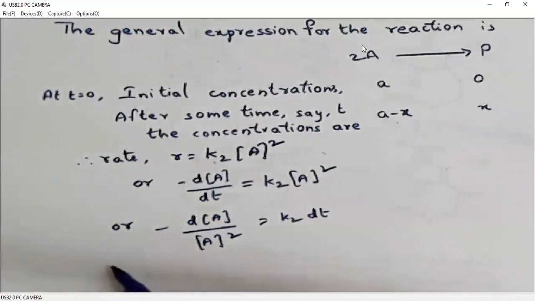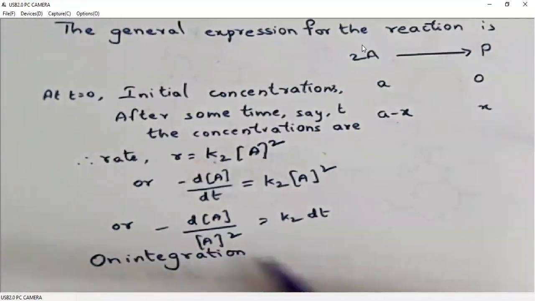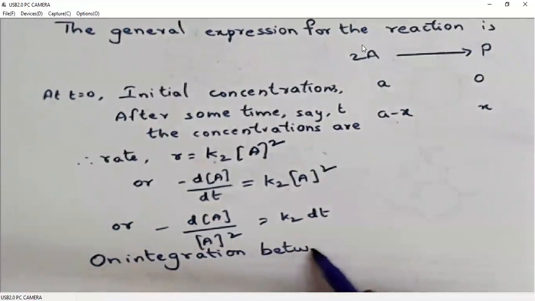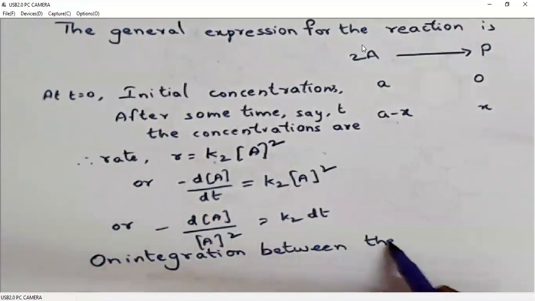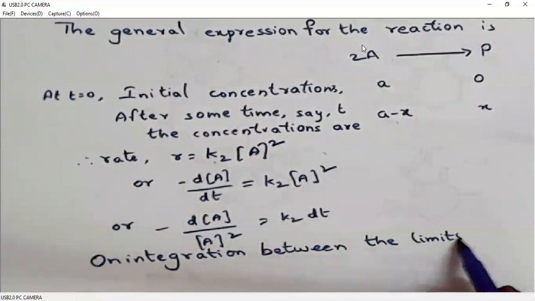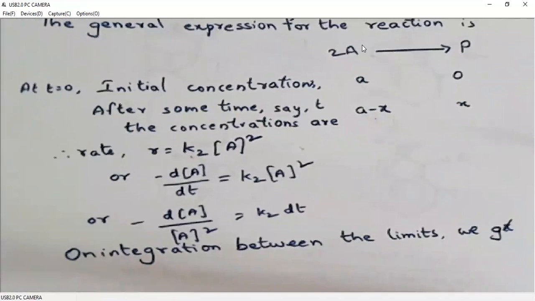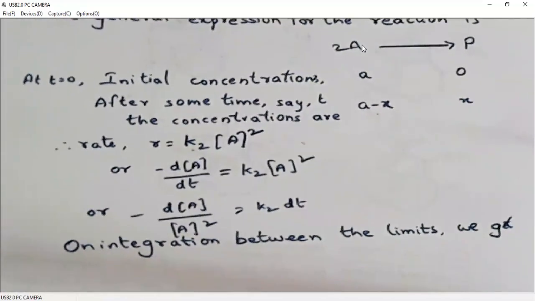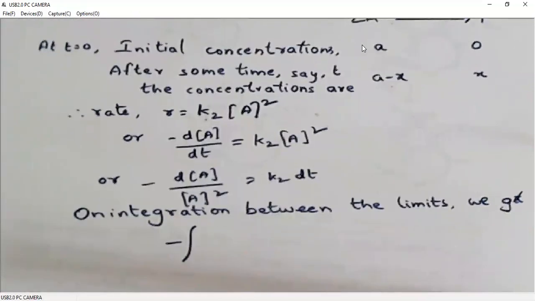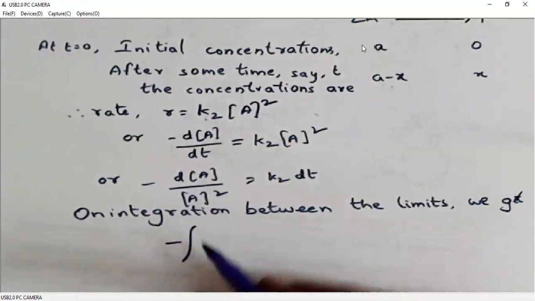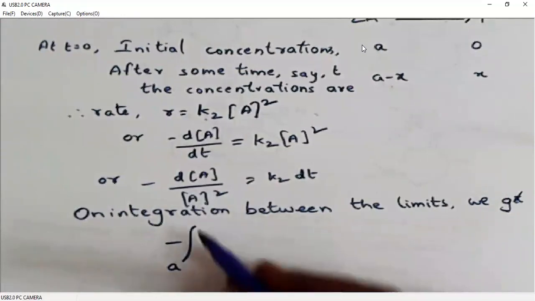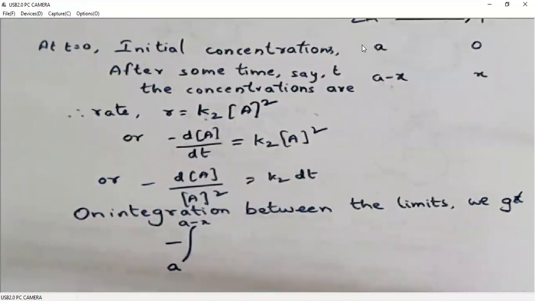Now we can integrate this. On integration between the limits, we get, negative sign, we don't need to keep it inside. What is the limit for A? Initially we are starting with A and finally we have A minus X.